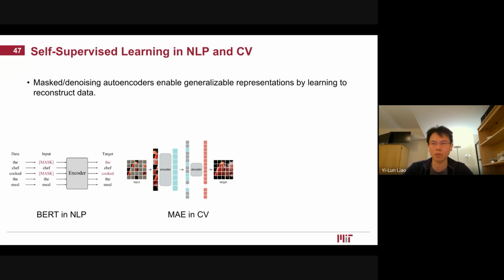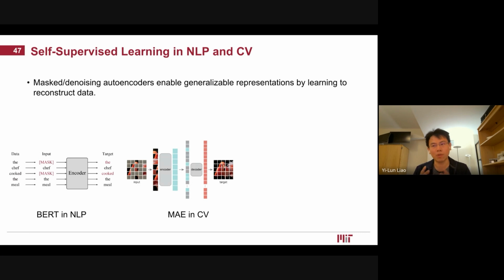And one of the most popular self-supervised learning methods in NLP and CV is training a masked or denoising autoencoder. It enables generalizable representation by learning to reconstruct data. One example in NLP is called BERT, bidirectional encoder representations from transformers. Here the data is, I think it's the leftmost figure, a sentence, and we mask out part of the data, replacing some words with a special token, mask. And then we feed the partially masked sentence to transformers, and then ask the model to predict the words that are being masked out.